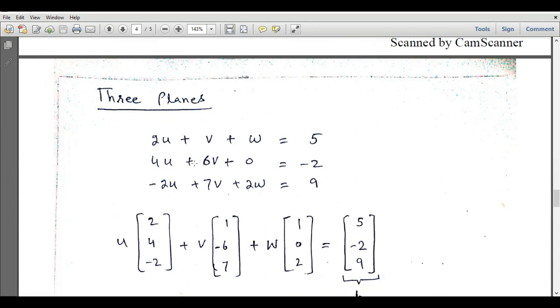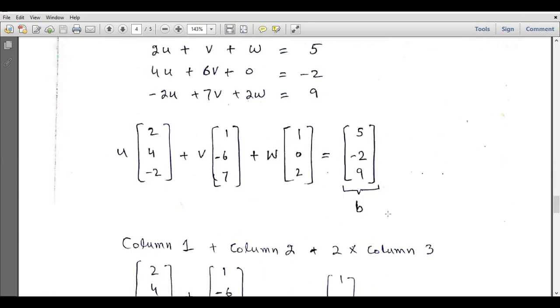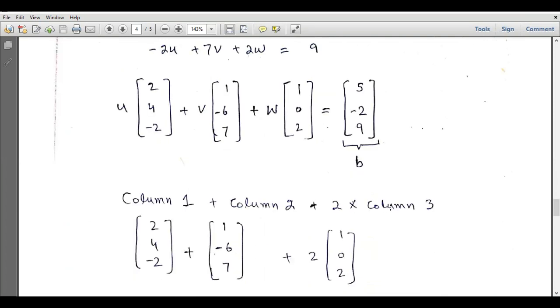For u minus 6v, by mistake it is written as plus, but in fact it is minus. So 1 minus 6 and 7 plus w into 102, and that will be equal to 5, minus 2, 9, right? So this is our column vector which is represented by b, and from here we can estimate the values of u, v, and w by closely inspecting these column vectors.